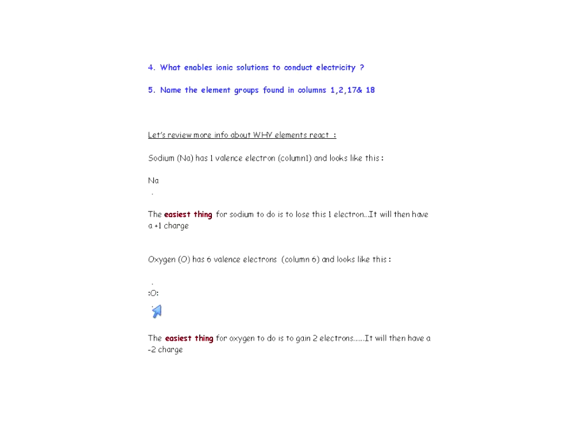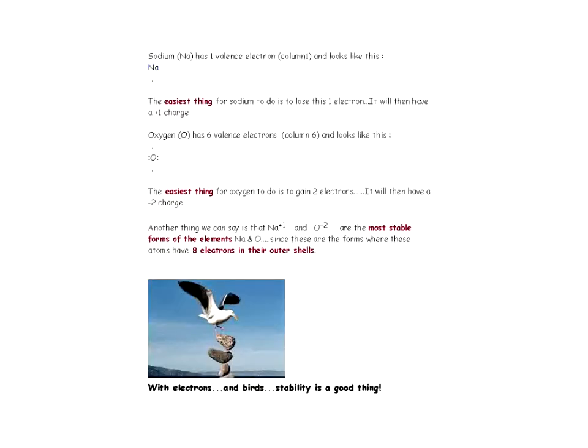And you can see that the easiest thing for oxygen to do is to gain 2 electrons, right? To gain one that's going to pair with this one and one that's going to pair with this one. Now if it gains 2 more electrons, it's going to have a -2 charge, right? Because electrons are negative, so you've got 2 more electrons, 2 more negatives than positives. So you can see you're going to have a -2 charge. Okay? So that's just kind of a bit of a review about what happens when elements react with one another.